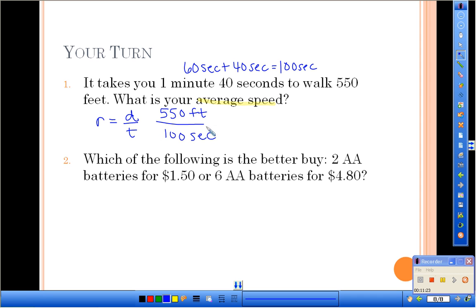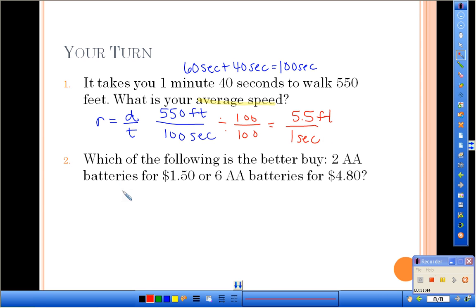And finally, you're just going to want to simplify this. You can find the unit rate by dividing the top and the bottom by 100. So for every second, 550 divided by 100 is 5.5 feet. So the average speed is 5.5 feet per second.